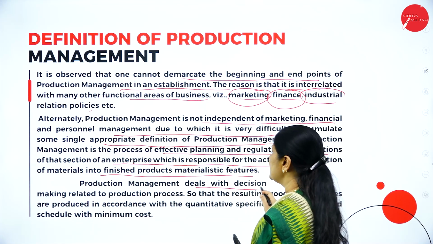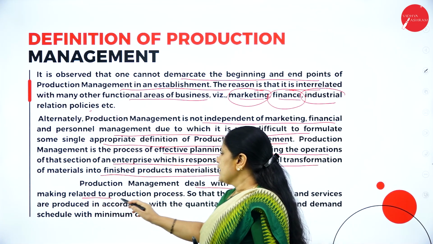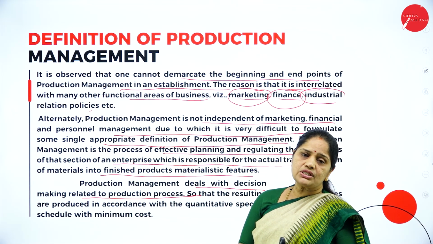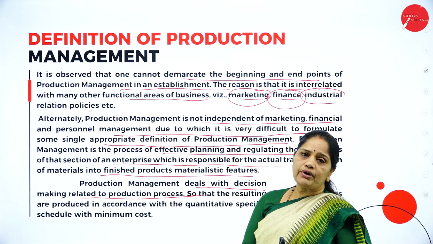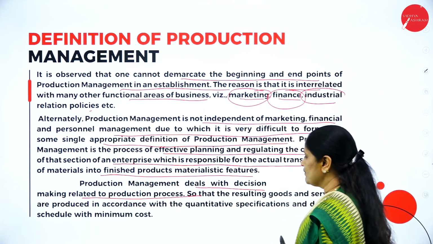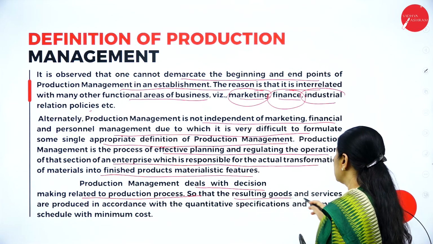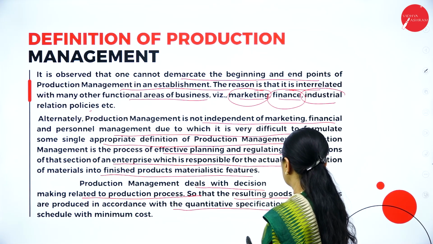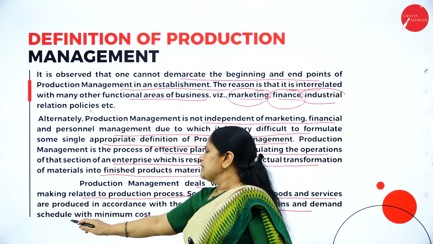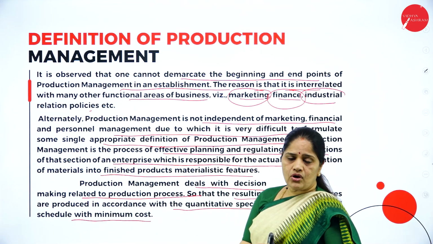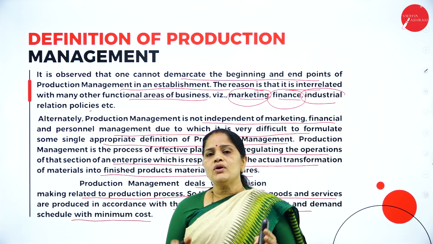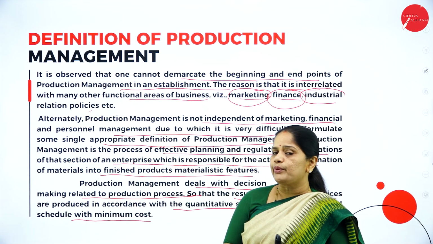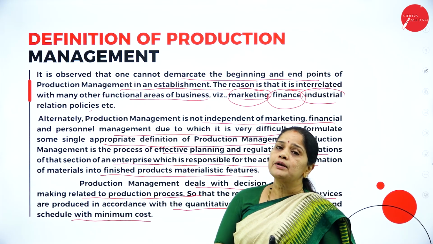Production management deals with decision making related to the production process. So what are the various decisions you will take relating to the production process? That involves production management, so that the resulting goods and services are produced in accordance with the quantitative specification and demand schedule with minimum cost. What is the amount of goods you have to produce and at what cost? All this has to be planned beforehand.